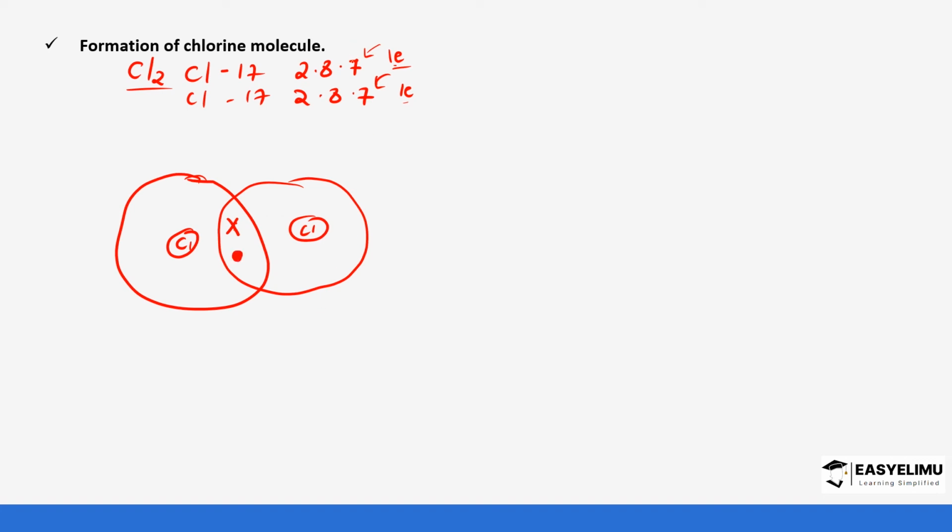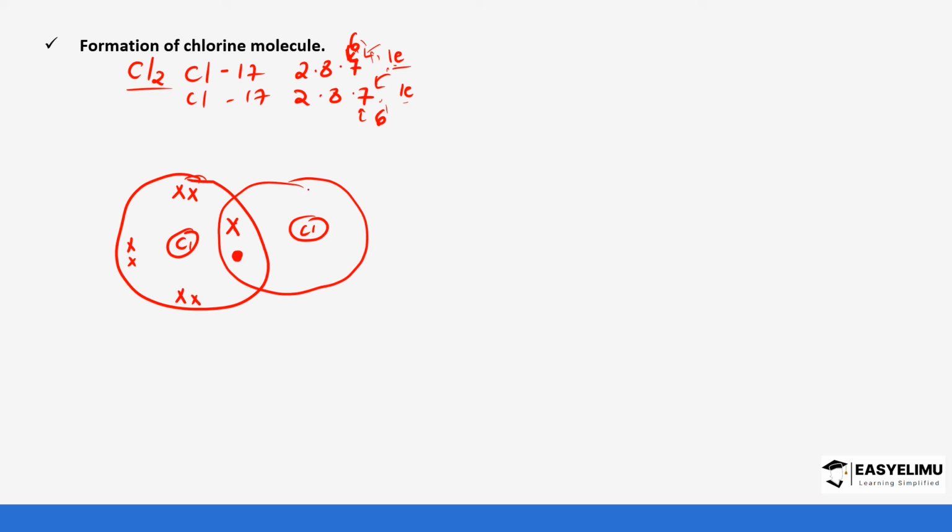When the first chlorine has shared its one electron, we are left with 6 electrons in the outermost shell, and the second chlorine also is left with 6 electrons. This is what we show. The remainder is what we show in the outermost shell. So for the first chlorine we use X's, and there are 6 of them remaining.